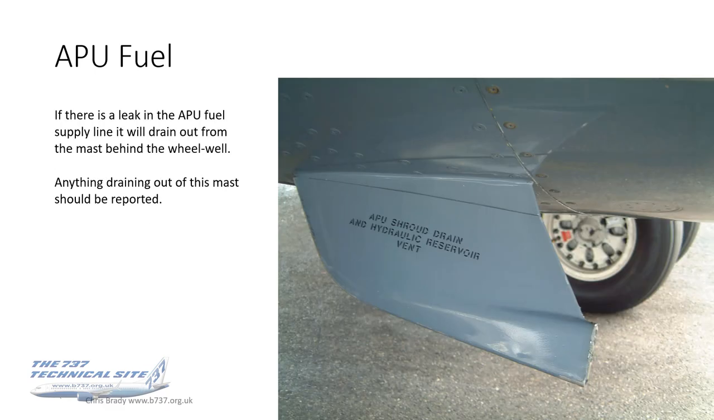Now, if there's a leak in the APU fuel supply line, if you think about it, the APU's got to take that fuel all the way from the number one tank all the way down the keel of the aircraft and up to the APU. So this is quite a long fuel run there. Now that fuel line has got a shroud around it to collect any possible fuel that might leak, and that drains out here of this drain mast, which is just behind the wheel well.